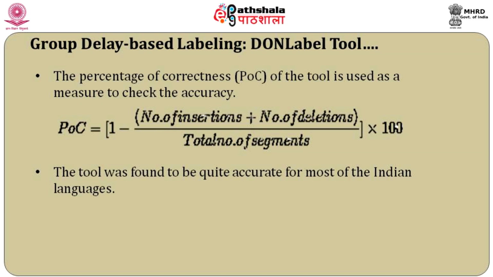Now you can see the stark difference between the two kinds of language labeling. The percentage of correctness of the tool is used as a measure to check accuracy. The POC is calculated as per the formula which you can see.